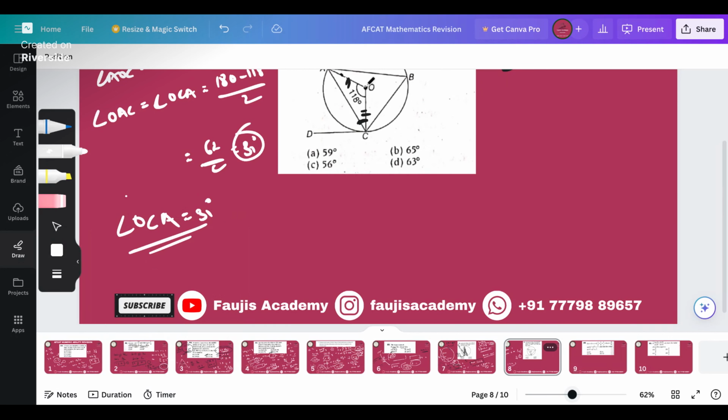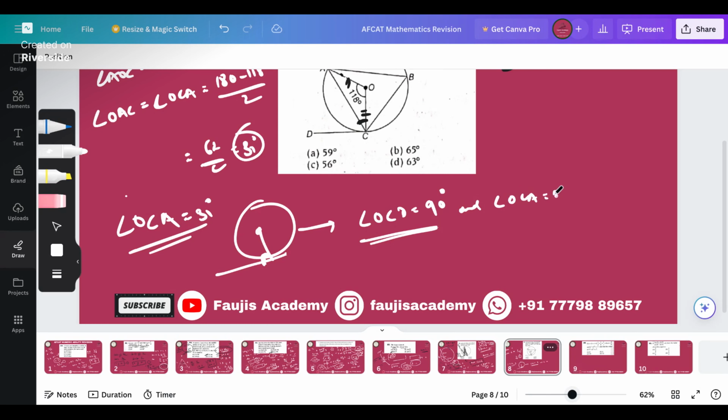And we should also understand OCD. There's a property of a circle wherein if the radius is drawn from the center onto the tangent, it makes 90 degree. So from this property, angle OCD is equal to 90 degree. OCD is equal to 90 degree, and angle OCA is equal to 31 degree.